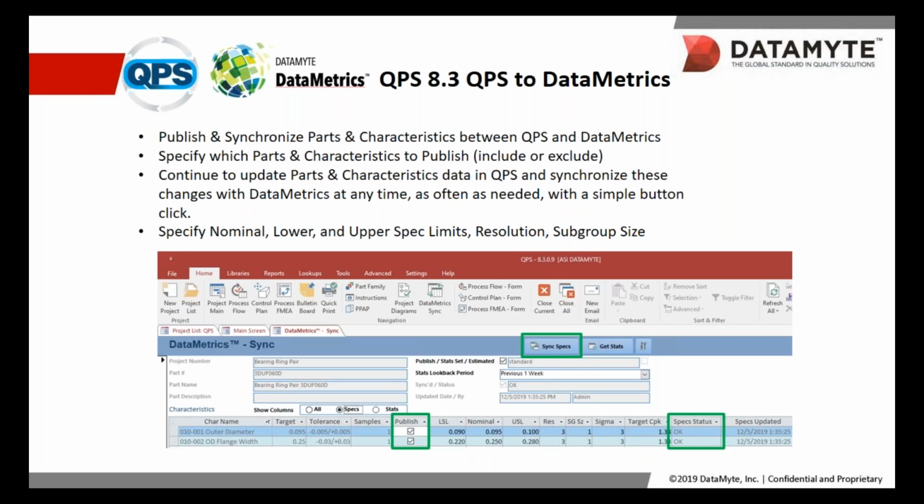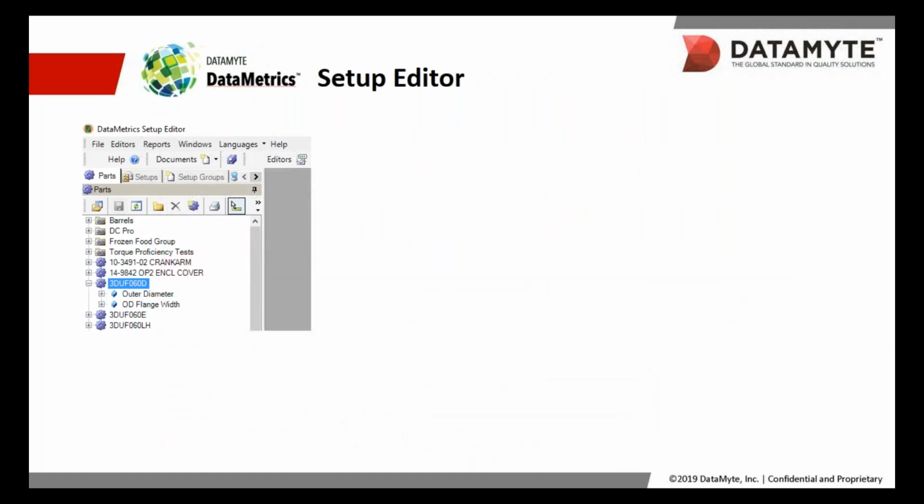So what I'm going to do now is take a step outside of the Quality Planning Studio, and let's take a look at our DataMetrics software and see what's happening in that database. So my next screen here is going to be the setup editor for our DataMetrics, and you'll see that just by using that synchronization button back in Quality Planning Studio, I would have created the part and those two characteristics that I had selected with the check mark.